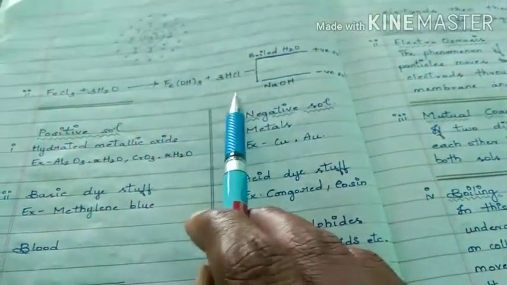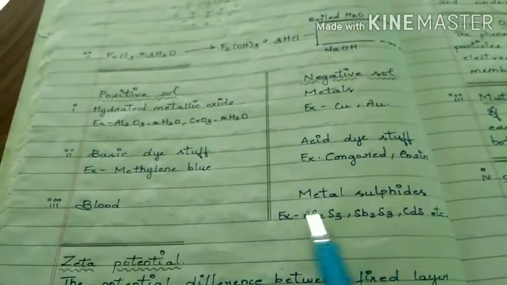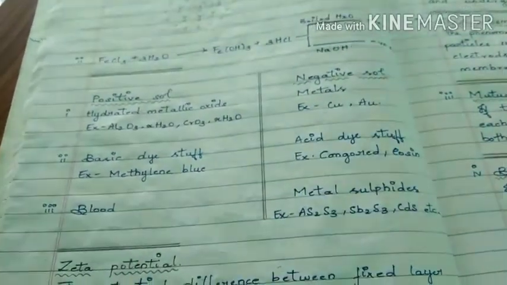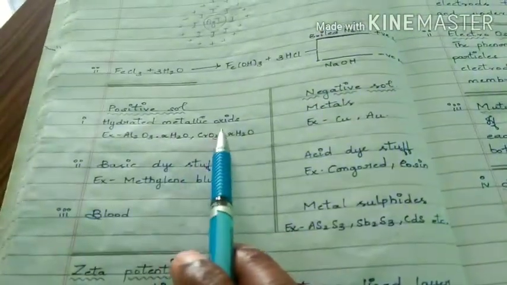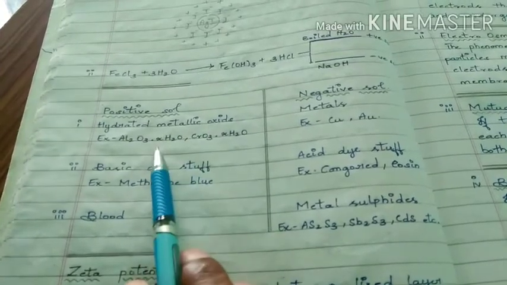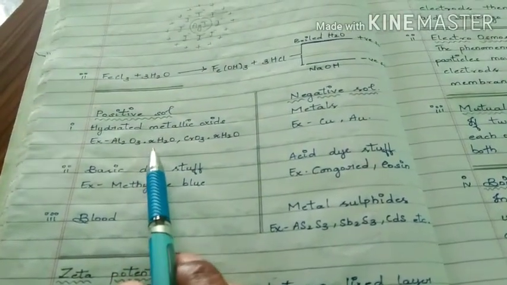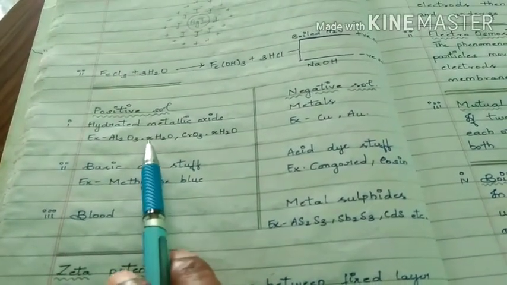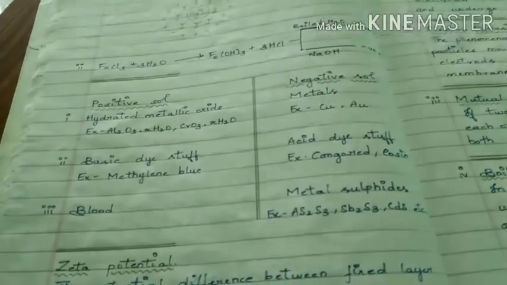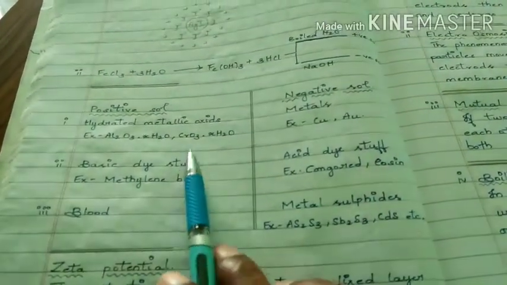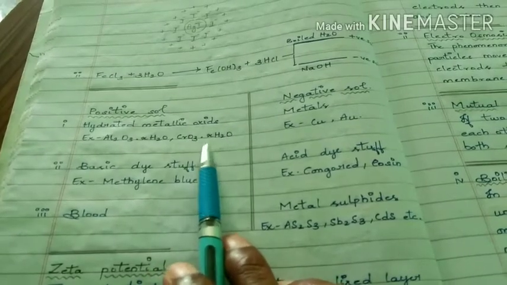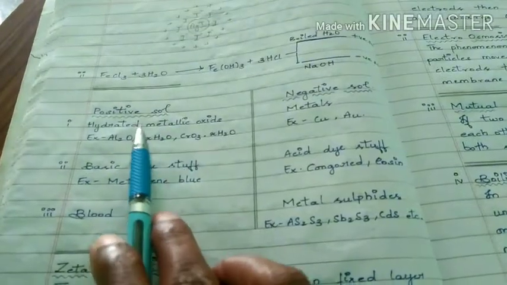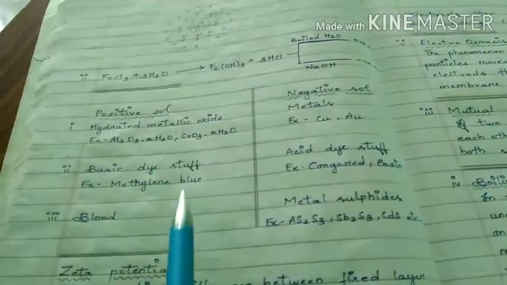So this is about the charge of the colloidal particles. There are some more points regarding this: positive sols and negative sols examples. Positive sol examples: hydrated metal oxide. Hydrated metal oxide means that the metal oxide contains some amount of water. We can't say a particular amount of water, some amount of water is there. That's why we mention X. Here X indicates some amount, not a particular amount. One more example is CrO3·xH2O. These are hydrated metal oxides. These contain positive charge. That means around these colloidal particles positive charge is present.